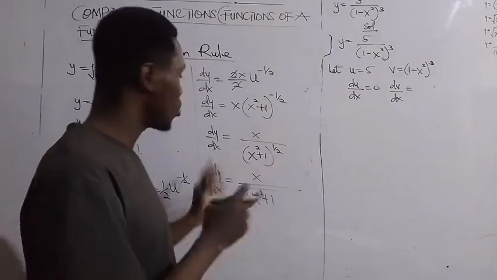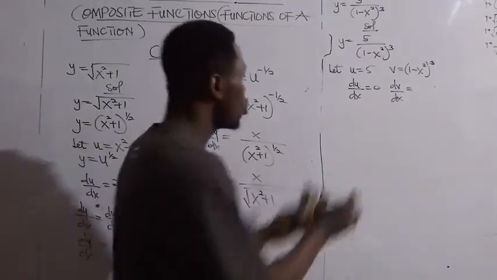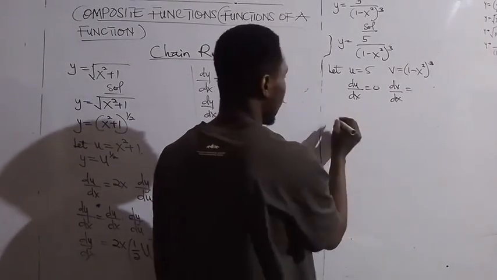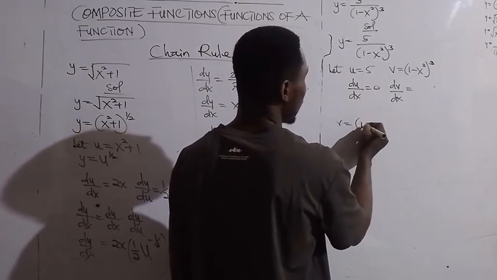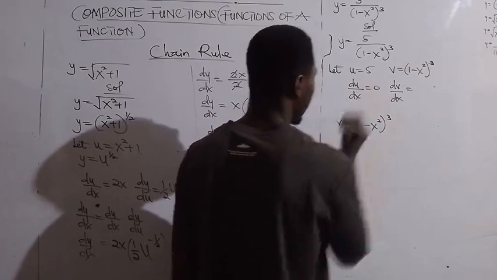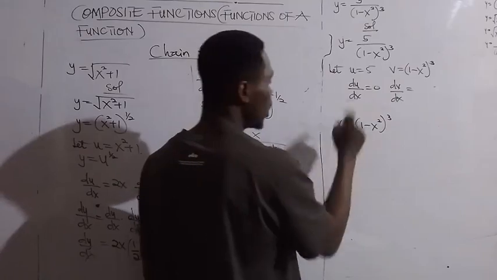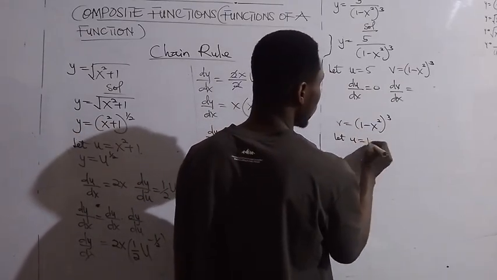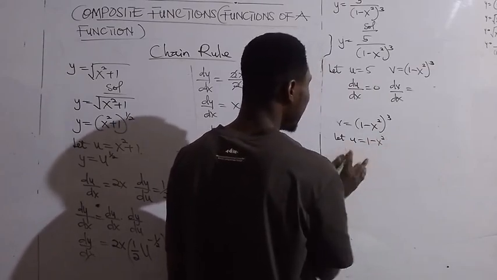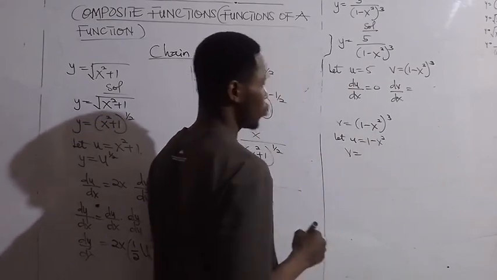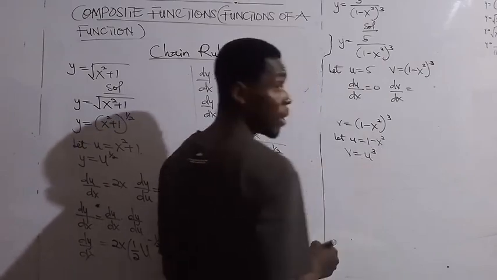So when we go through, let's go through that process to get this. And after that, I will teach you a simple way of doing it. So you hold on. This will give us what? This is our v. Our v is equal to what? 1 minus x squared to the third power. So we let u be equal to this. So u is equal to 1 minus x squared. So our v now is equal to u to the third power, exponent 3.